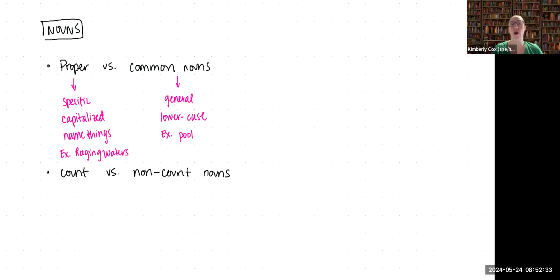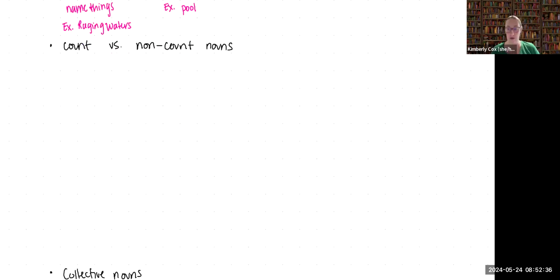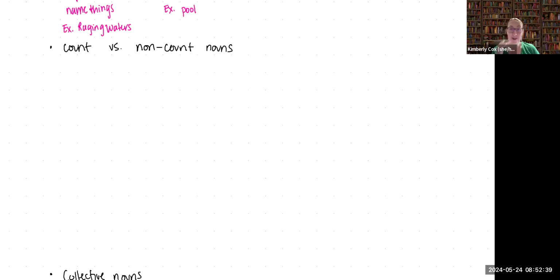Within these, there are count and non-count nouns. And I want to make sure that you have a good idea of what these are. So when we're talking about count versus non-count nouns, we're talking about nouns that literally can and cannot be easily counted. So count nouns means that they are literally countable. Right? Non-count nouns means cannot be counted. And I think this will make more sense in just a second.